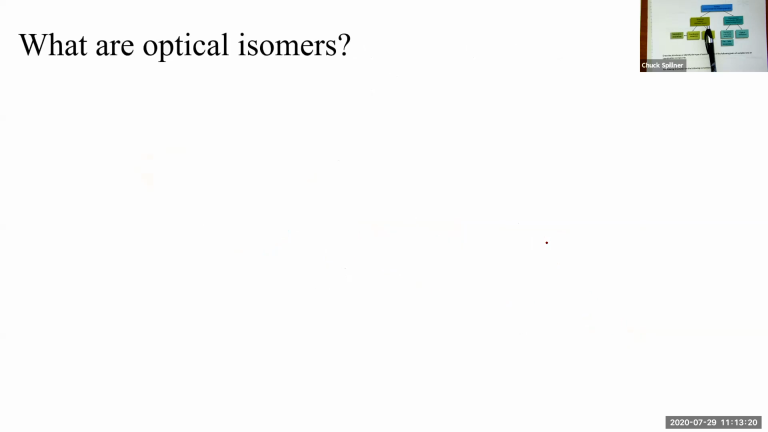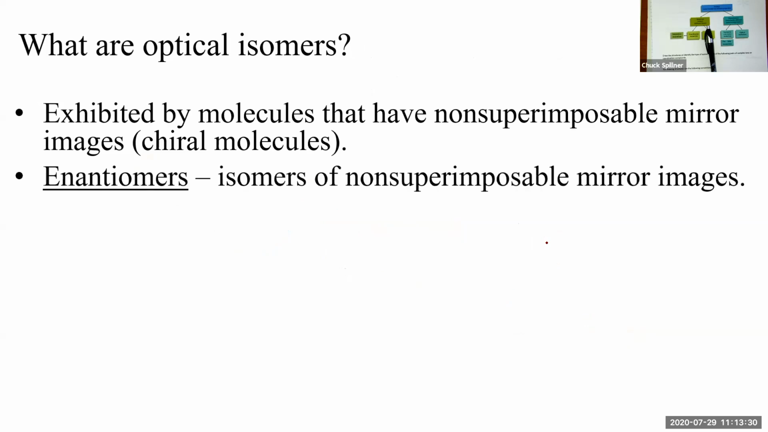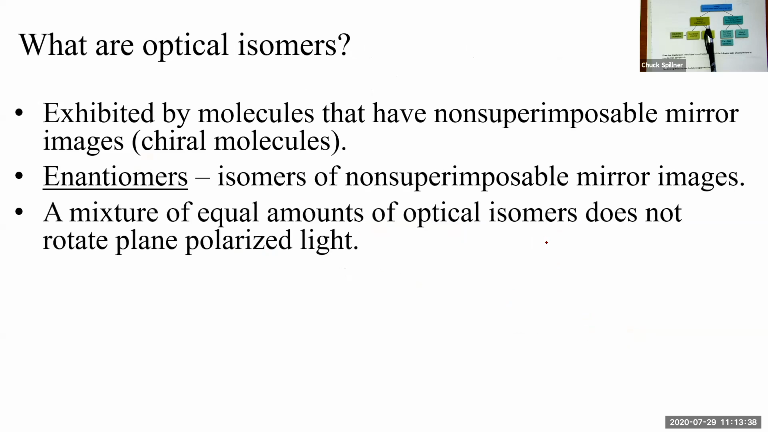So how do I identify an optical isomer? Well, an optical isomer is a molecule that has a non-superimposable mirror image. I always said they're called enantiomers. A few terms: a mixture of optical isomers does not rotate plane polarized light. If one isomer rotates it one way and the other isomer rotates it the other way, then with equal amounts of each isomer in a mixture, the light's not going to rotate either way.